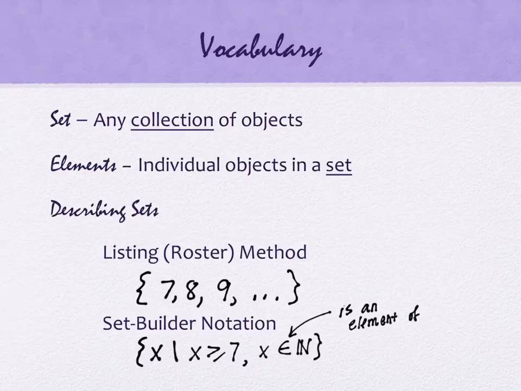So over here, we could have written whole numbers. X is a whole number because 7, 8, 9, 10, those are all whole numbers as well, so that would be okay.